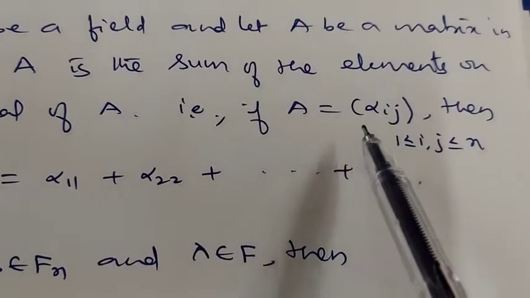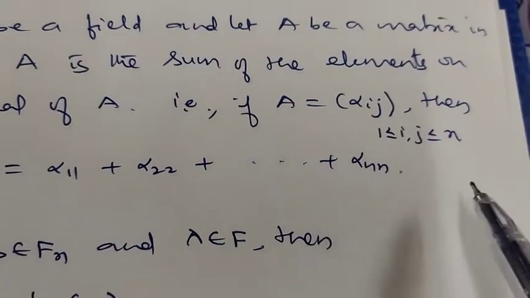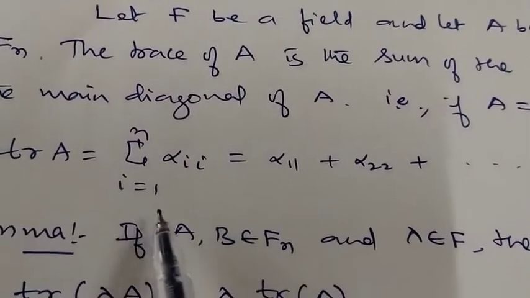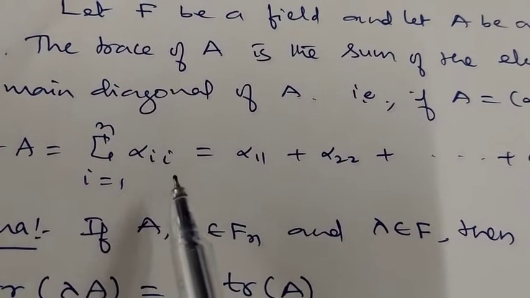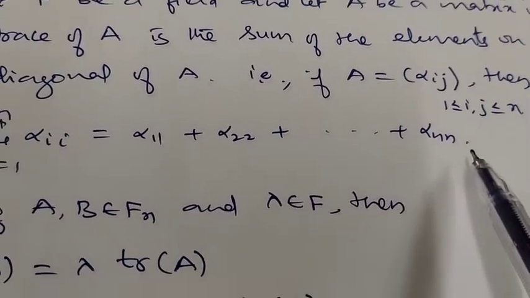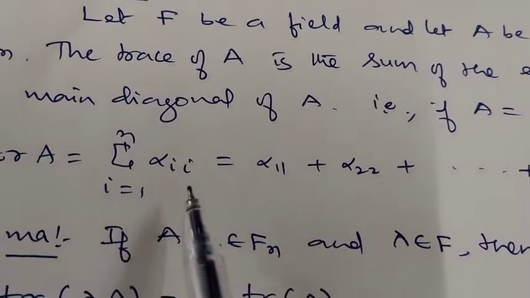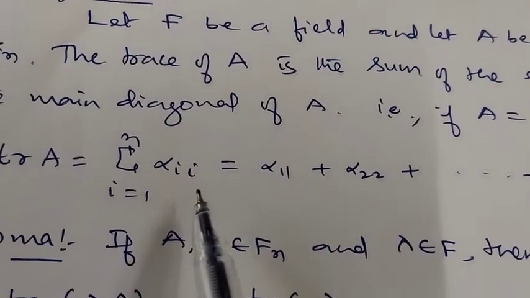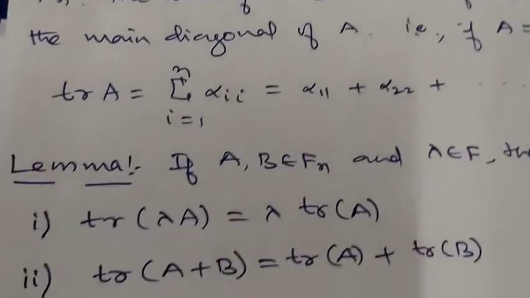If A is equal to alpha ij, with entries alpha 1 1, alpha 1 2, up to alpha 1 n, and so on, then the trace of A is the sum of the elements on the main diagonal, that is, alpha 1 1 plus alpha 2 2 plus etcetera plus alpha n n. In summation notation, this can be written as the summation i equal to 1 to n of alpha ii. This is the trace of a matrix. Now we have the following result.